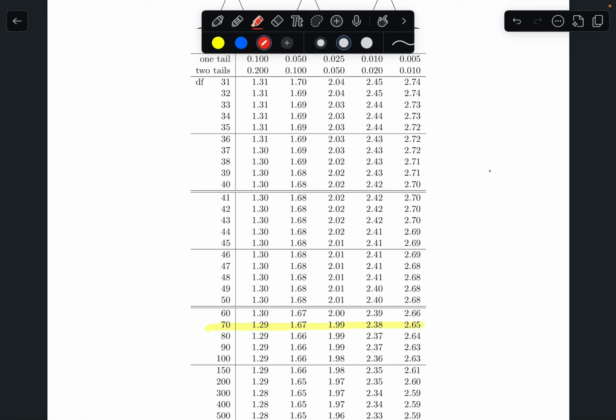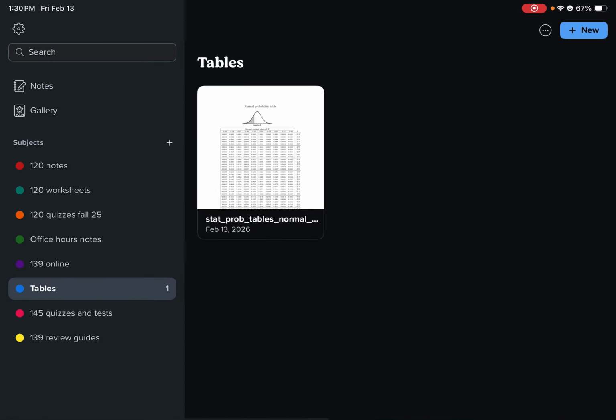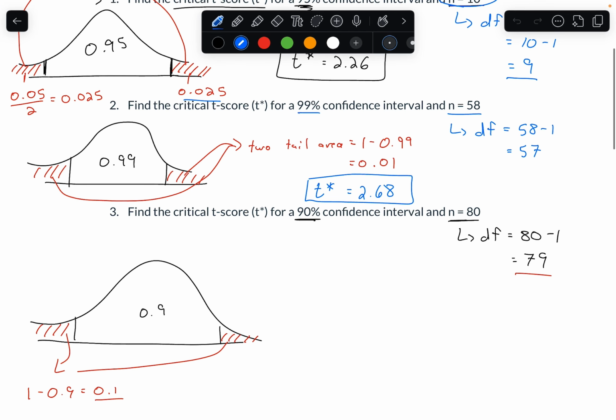And then we said we had a 90% confidence interval, which means we have a two-tail area in this case of 0.1. We're going to be looking right here. So this is the column that we want. So my T star in this case is 1.67. So the T star that I'm going to use, and I'll mark it down just to finish this up, T star is equal to 1.67.